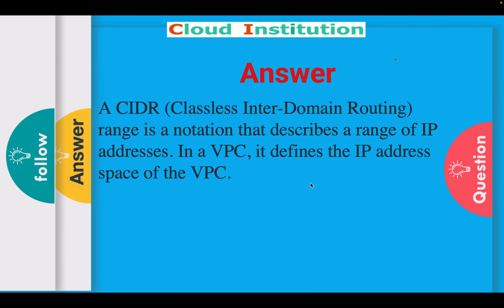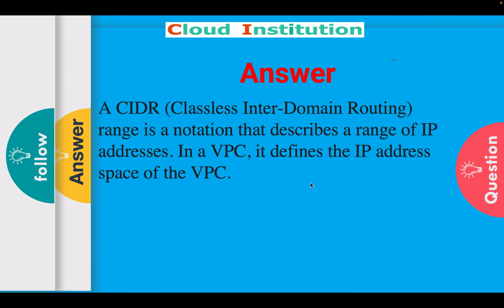So now the answer for this question is that CIDR is Classless Inter-Domain Routing. The range is the notation that describes the range of IP addresses. In a VPC, it defines the IP address space of the VPC.